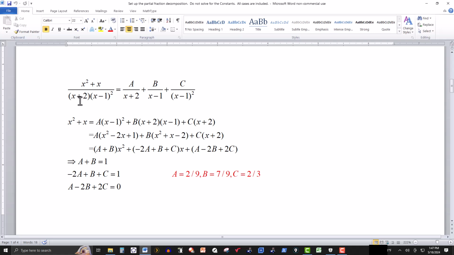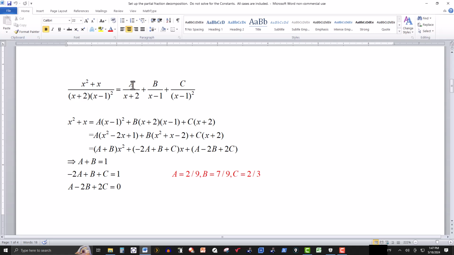Denominator, we have x plus 2 times x minus 1 squared. So you multiply that out, the highest degree of x will be 3. So that has degree 3. So it's satisfied. You don't want any common factors, so it has to be in lowest terms. This one is. And then x plus 2 is a linear factor that is not repeated. So you set it up this way.